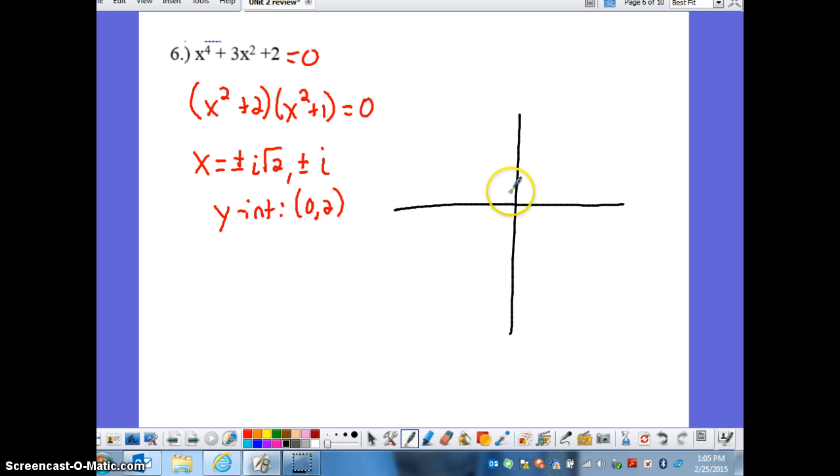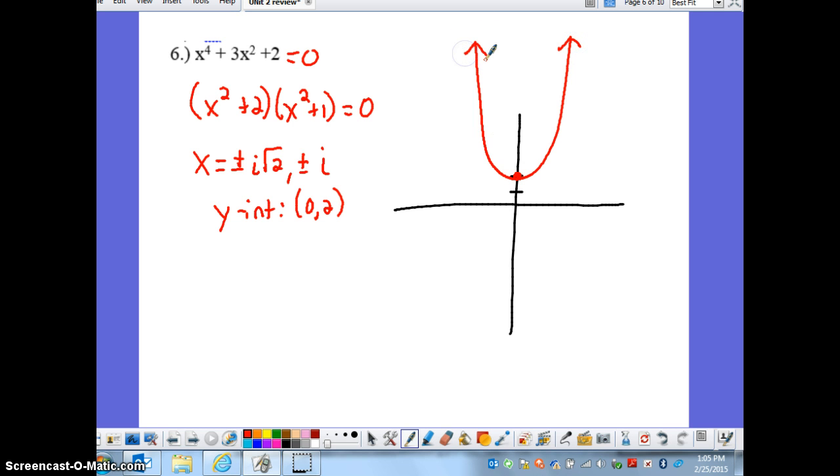Now when I graph, what I'm really plotting is my y-intercept of (0, 2). I notice there are 4 roots, the degree is 4, I got 4 answers, but none of them are real, they're all imaginary. So none of them are going to be part of my graph. This is a positive x to the 4th, so it's going to come down and go back up. Again, I recommend you graph it on the graphing calculator so you can see the exact values of what the graph should be.